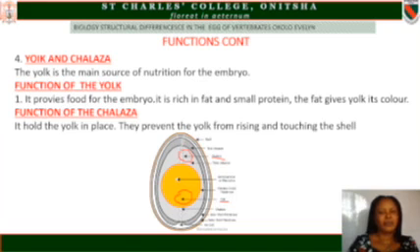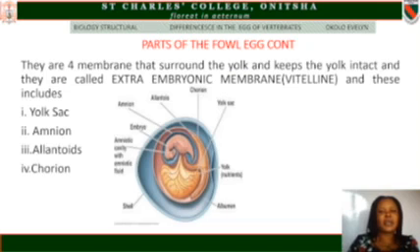There are 4 membranes that surround the yolk and keep the yolk intact, and they are called extra-embryonic membranes. This includes the vitelline, that is the yolk sac. Another one is amnion. Then we have another part as allantois. Then the last one is the chorion. Let's look at the functions of these parts.